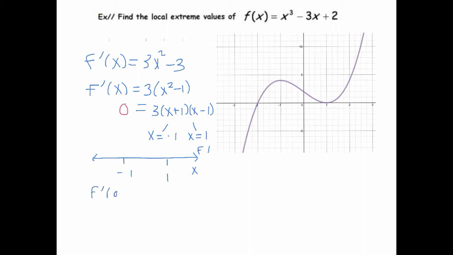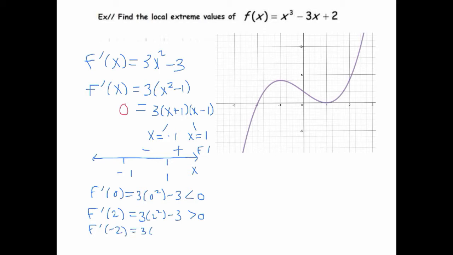Let's plug in 0. F prime of 0, plug it into the top version, is negative because it's 3 times 0 squared minus 3, which is negative. F prime of 2 is going to be 3 times 2 squared minus 3, which ends up being positive. And the same thing should be true at -2 because -2 squared is the same as 2 squared. So we can see that we have a local max here, and we have a local min here.